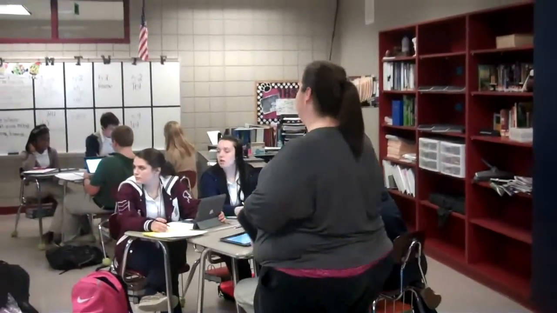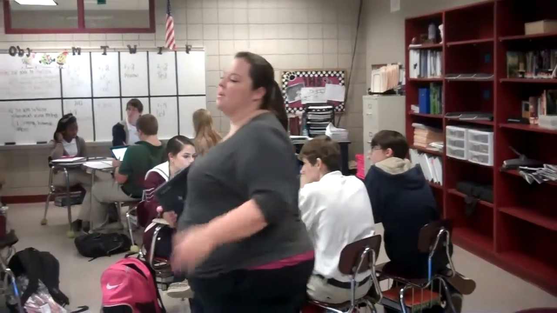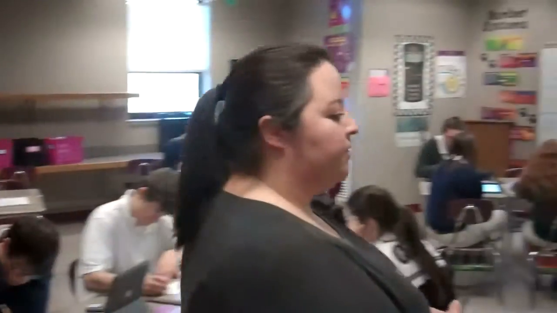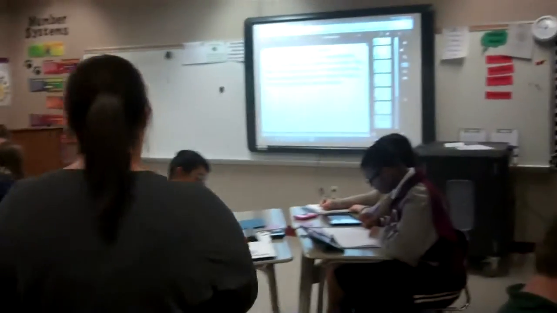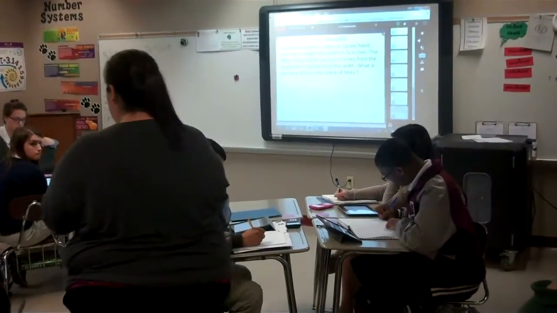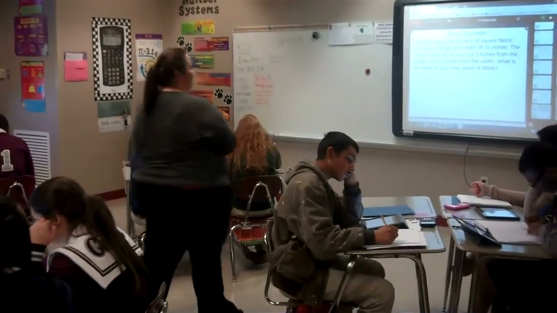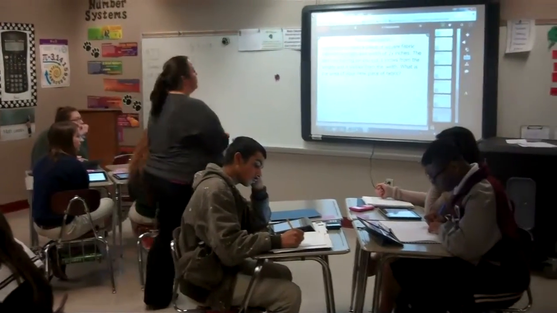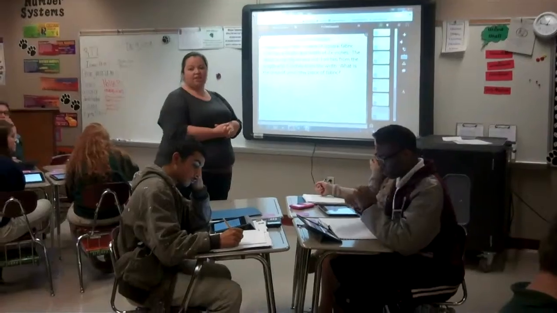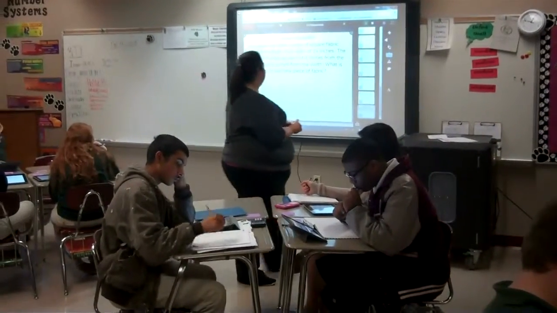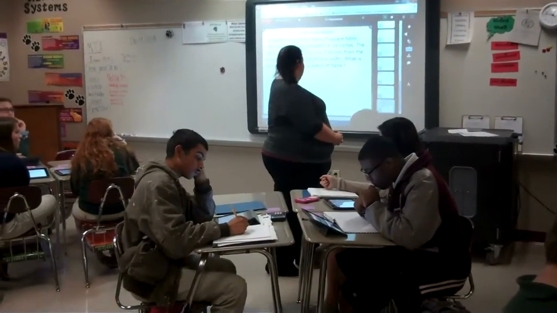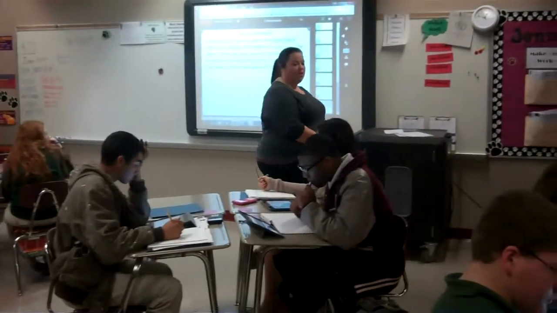Now, this is a pretty long problem, so I'm going to give you some time to copy it. In your group, I want to hear some discussion. When you look at this problem, it says, suppose you have a piece of square fabric that has a length and width of 2x inches. The fabric is too big, so you have to cut off 3 inches from the length and 5 inches from the width. And we want to know what is the area of the new piece of fabric.